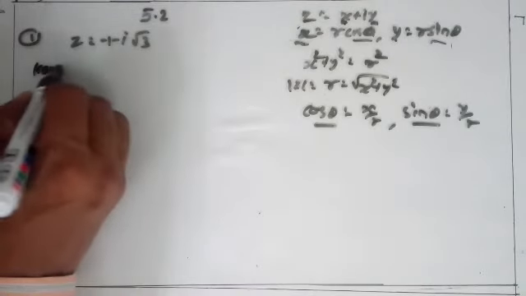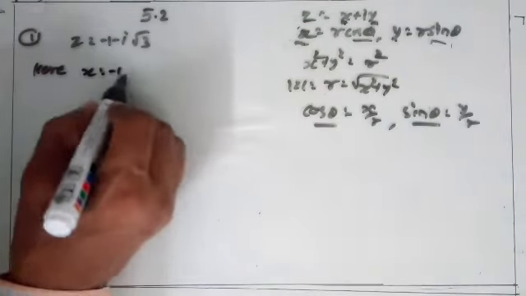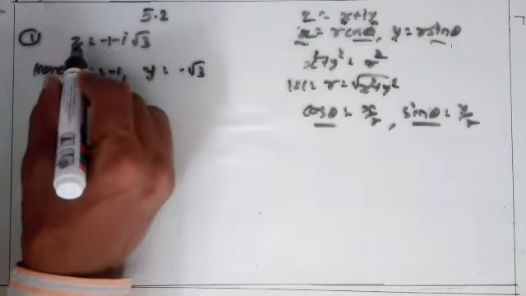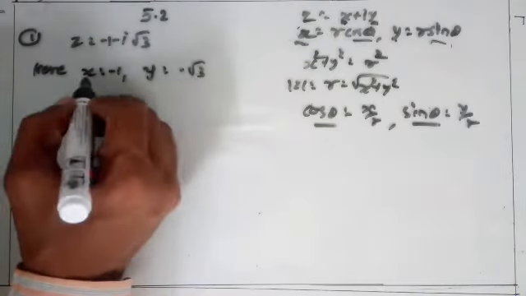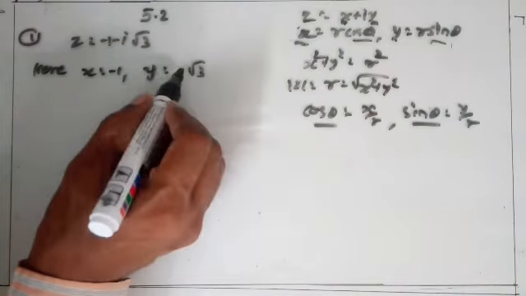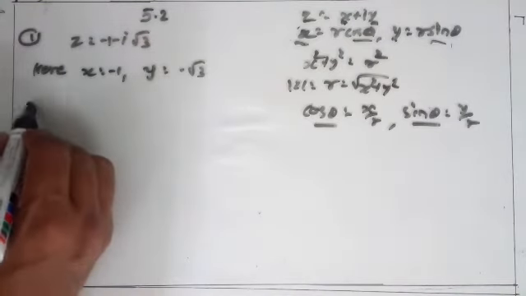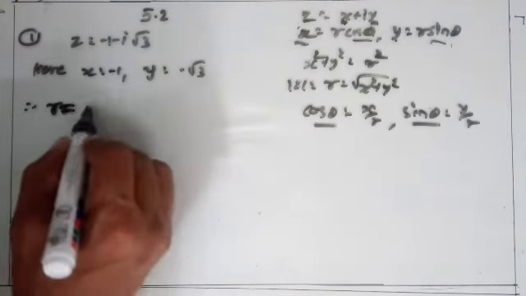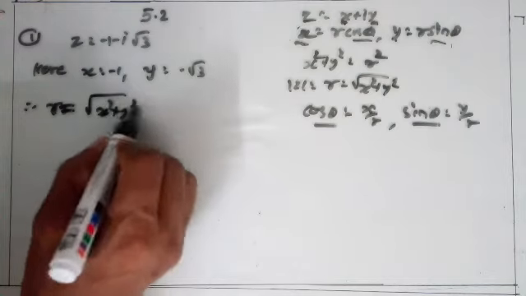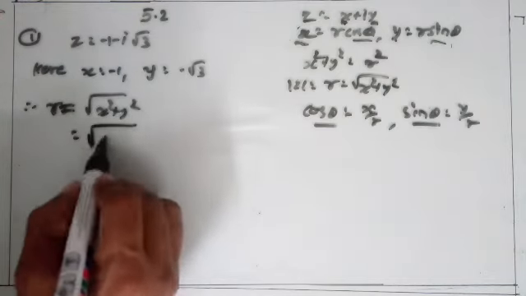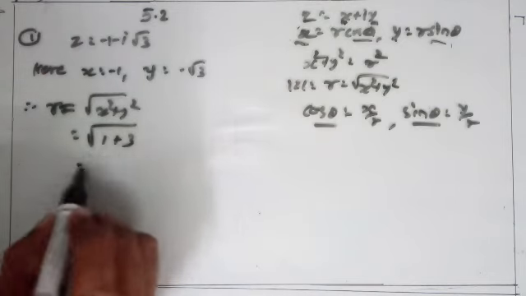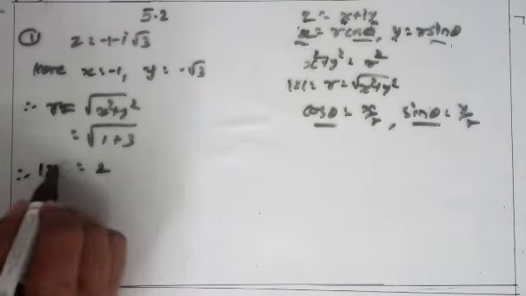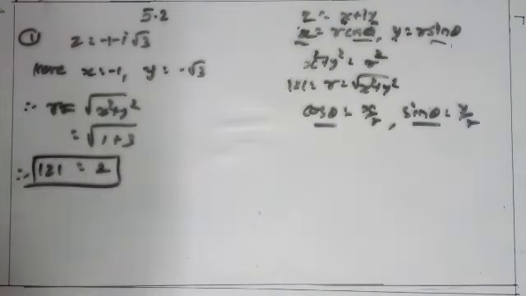Here x is equal to minus 1, y is equal to minus root 3. Compare with z is equal to x plus iy. X is equal to -1, y is equal to minus root 3. Clear? Therefore, r is equal to root of x square plus y square, so it is equal to root of 1 square is 1 plus root 3 square is 3, is equal to root of 4, which is 2. So r is equal to 2. Therefore, magnitude of z, modulus of z, is equal to 2.